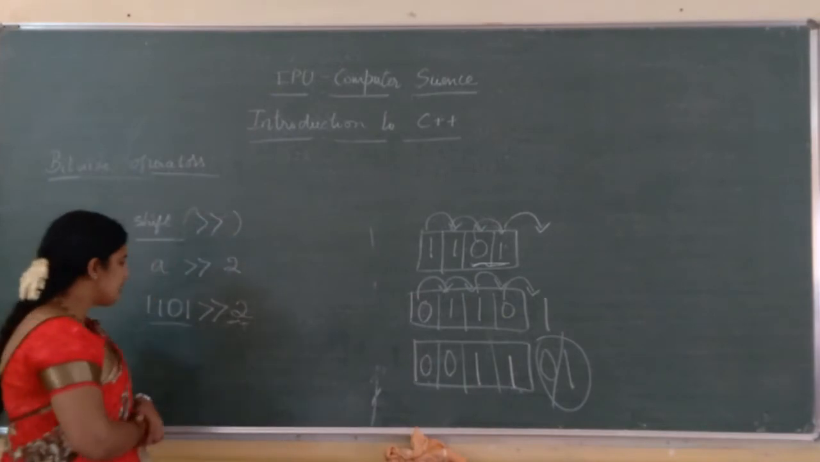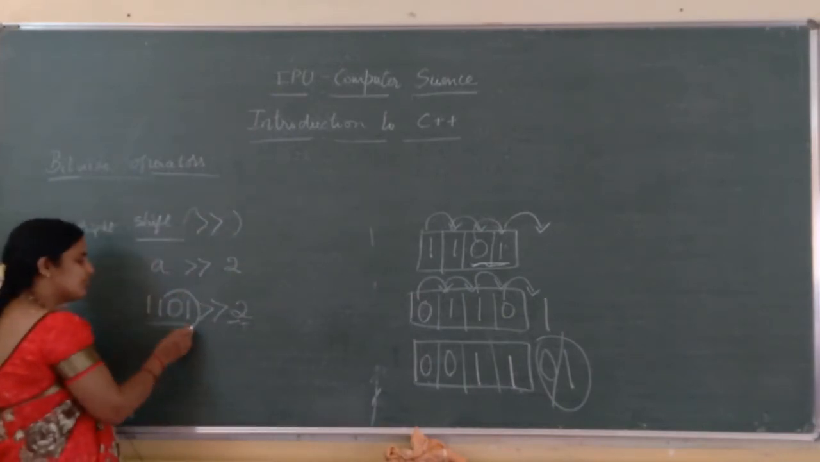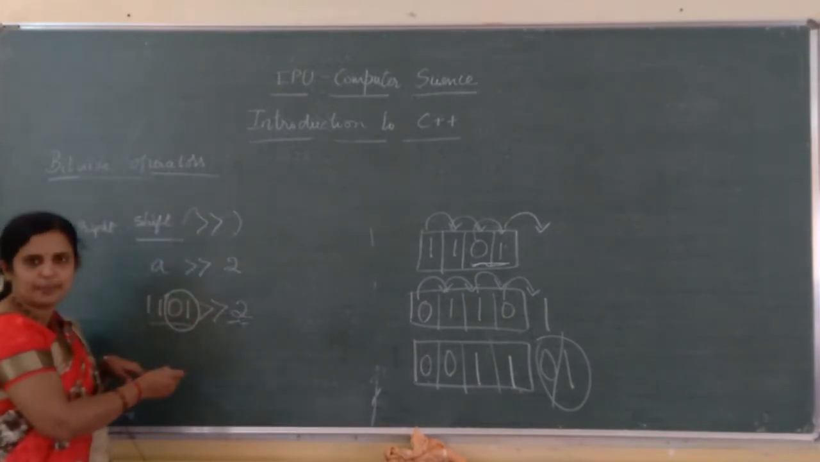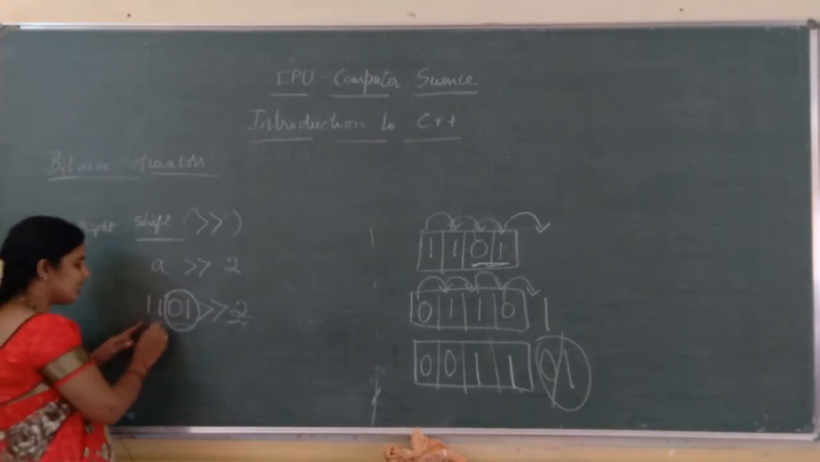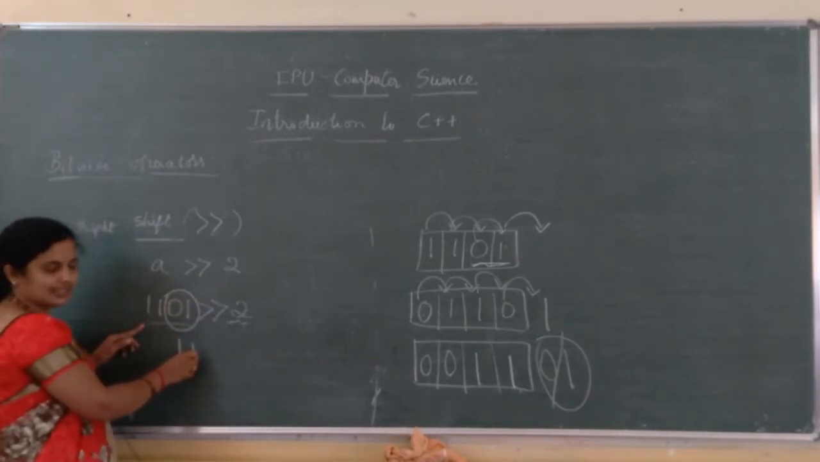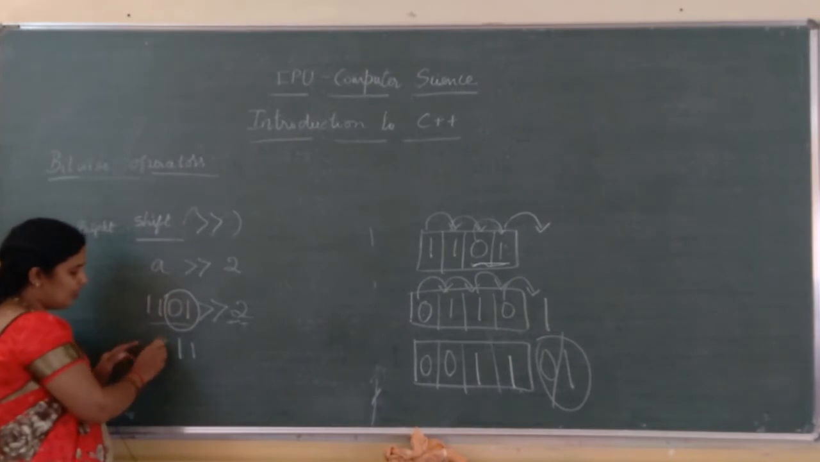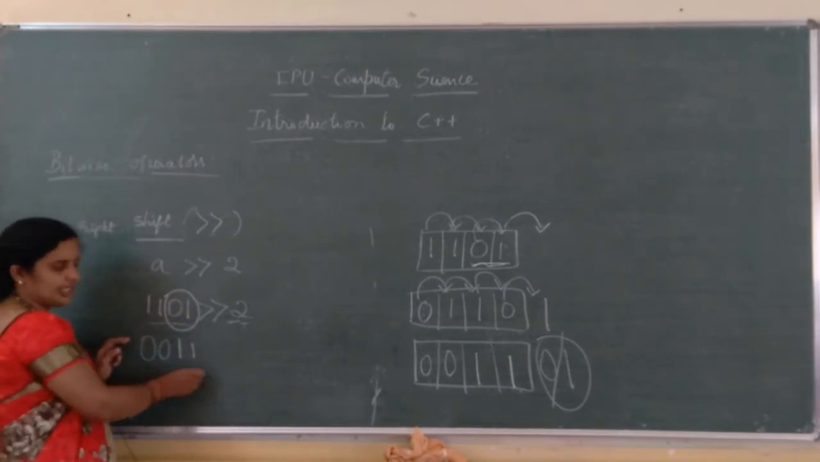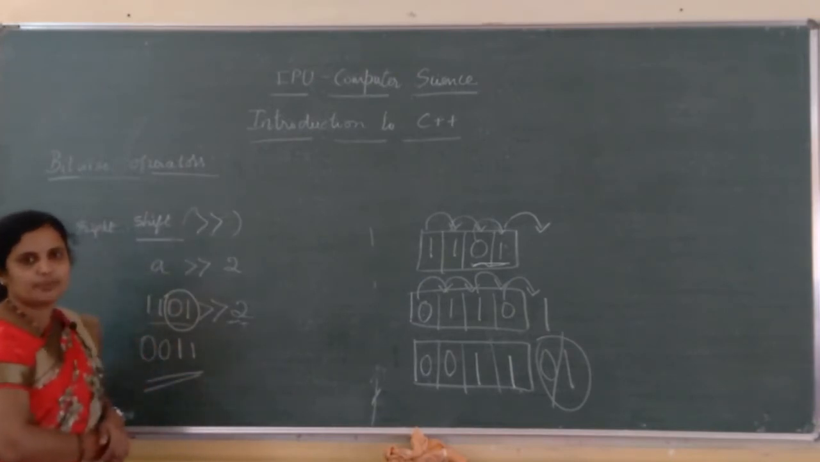And in an easy way, how you can do it, just shift these 2 bits to the right. Okay, when it is shifted to the right, this 1 1 comes here, isn't it? 1 1 comes here and 2 blank spaces are left, add 0 to it. So I get 0 0 1 1.